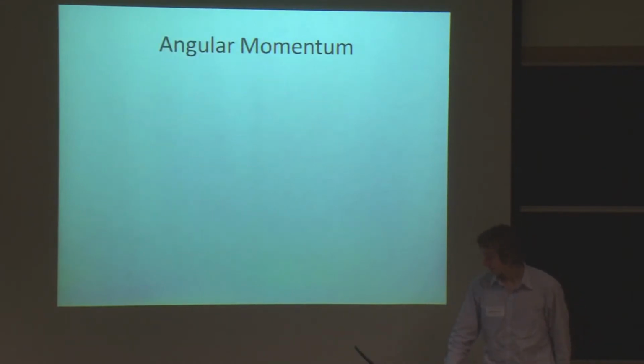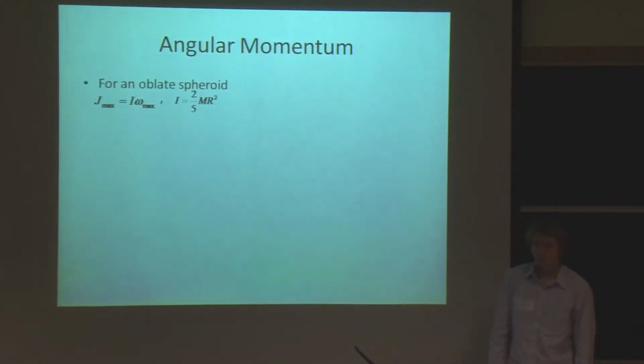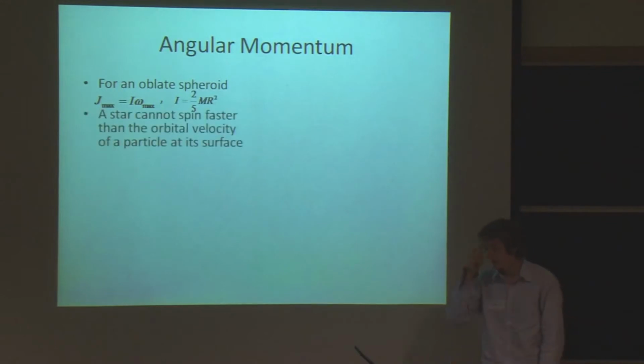To get an idea of what we're looking for, we use a classical approximation. The neutron star is some sort of spheroid. At uniform density, the moment of inertia of such an object is 2/5 mass times radius squared. And the maximum angular momentum is the moment of inertia times the maximum angular velocity.